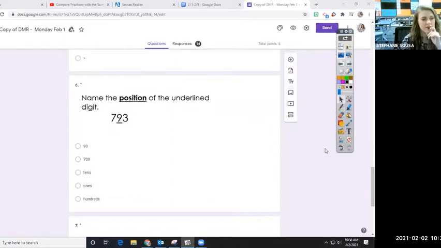6, name the position of the underlined digit. This is a 9 that is underlined. The 9 is in the ones, tens, hundreds. It's in the tens place. This is in the tens position. Questions on that one? I saw a lot of you choose 90 because you were thinking about value. This is not about the value. It is about the position.